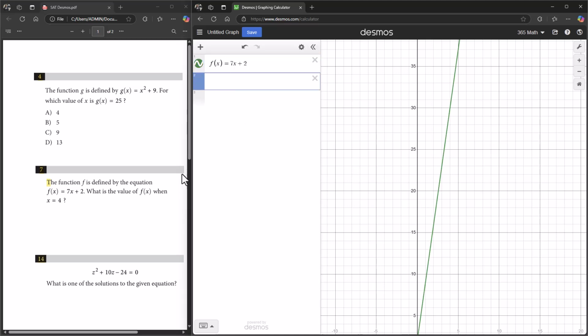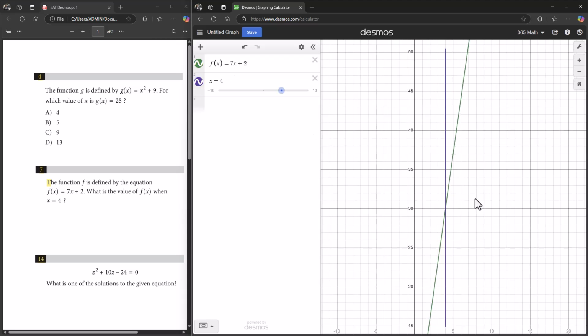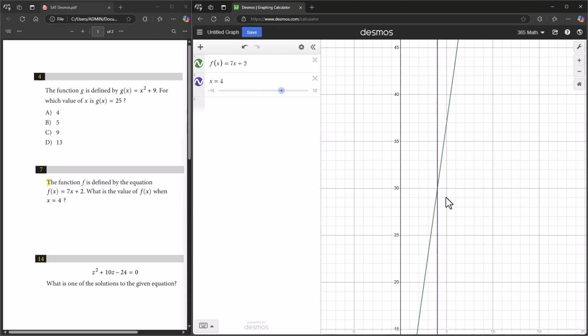And then, what is the value of f of x when x is equal to 4? So you then type here x is equal to 4. You look for where the two intersect, and we have a point right here. All right, so the answer for number 7 is (4, 30). Remember, it's asking what is the value of f of x. That's the y value. So the y value is 30.